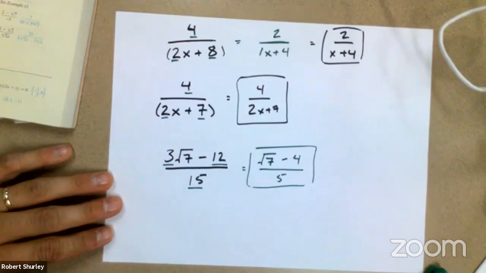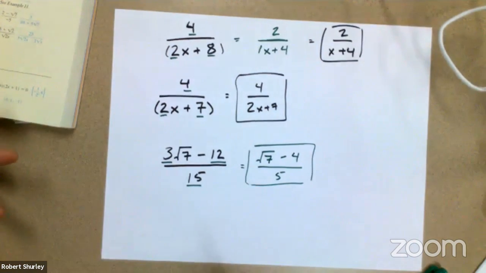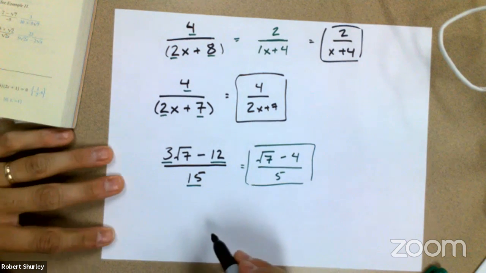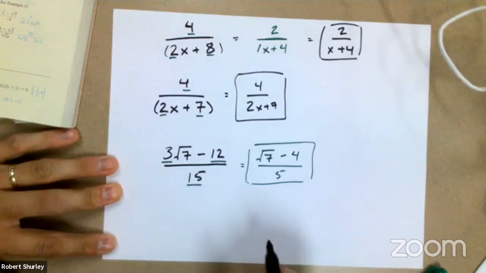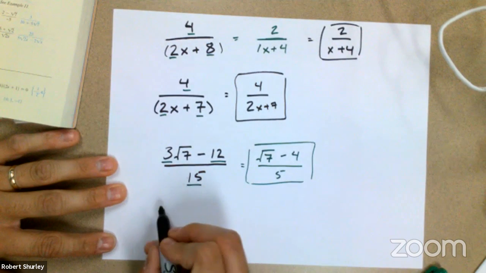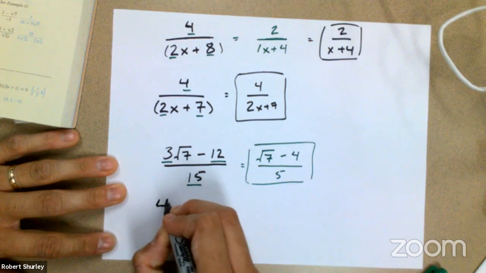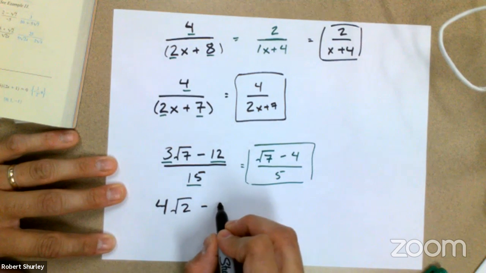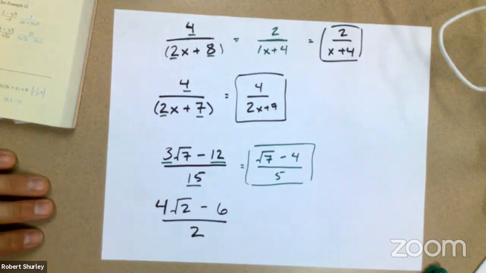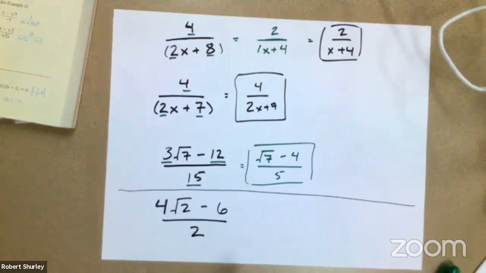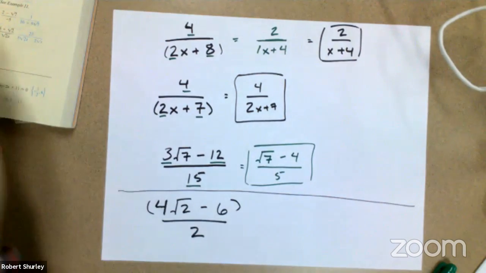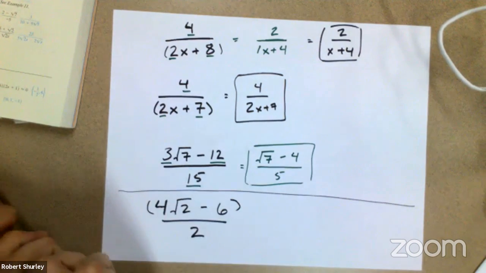Okay, so let's do a few more of these just to get at the goofy things that actually happen in this section. So what if we had, let's say, 4 square root of 2 minus 6 over 2. So 4 square root of 2 minus 6 over 2. And again, we've got 3 parts here, 1, 2, 3. We've got to see if something divides completely into all 3. Oh, and it does.